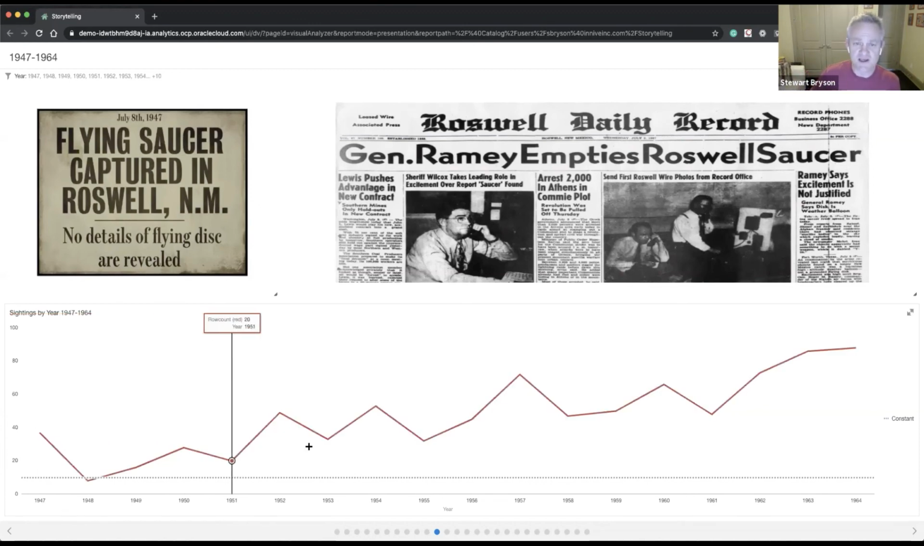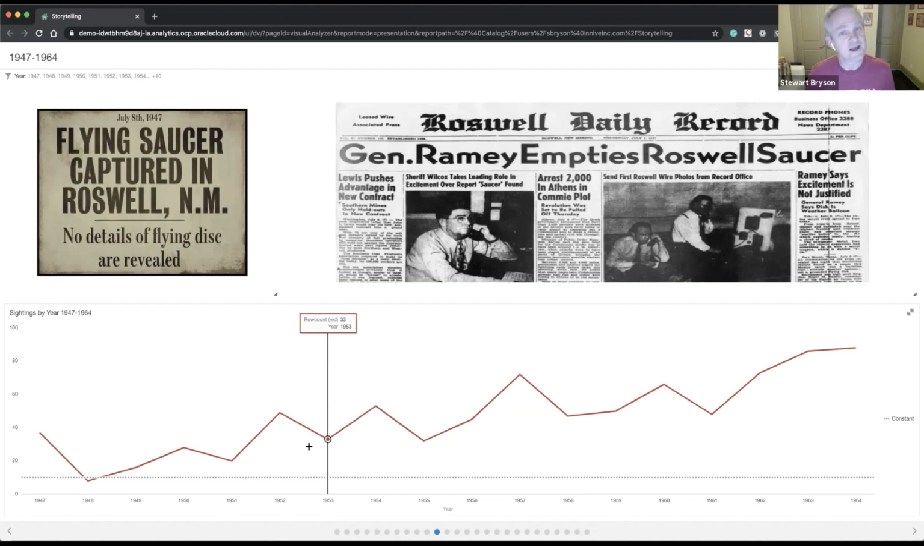So obviously, Roswell. Now, does that mean that there were more sightings? Does that mean that, perhaps for the first time, people realized that they could start to report these? Maybe this is when the data sighting service became part of our consciousness and people were just reporting it more.